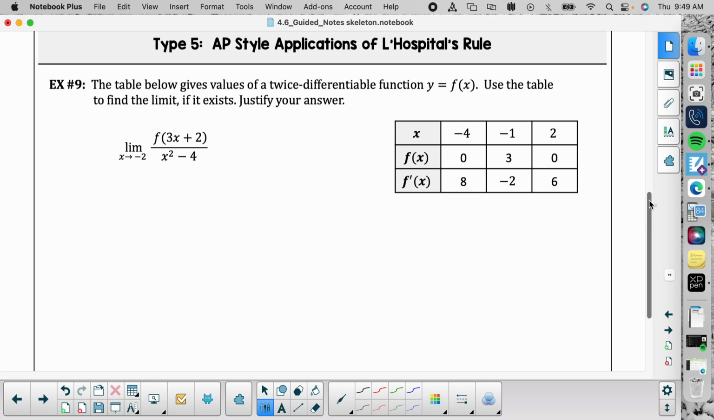Okay, what do we do first? Somebody tell them what we do first. Plug in -2 to find out what it is. And if we get an indeterminate, then you do L'Hopital's. Now, there's a good chance it'll happen because this is that section. Okay, so f of, perfect.